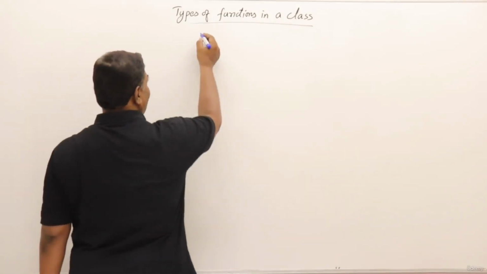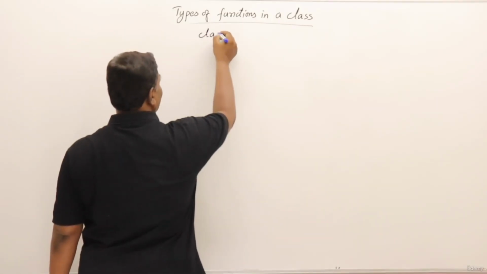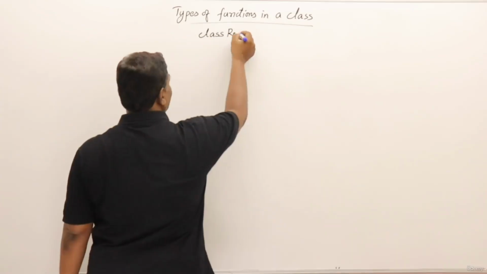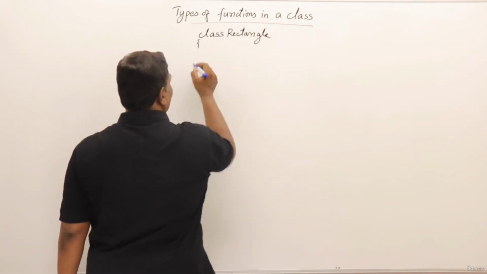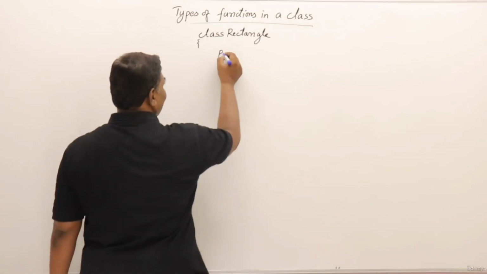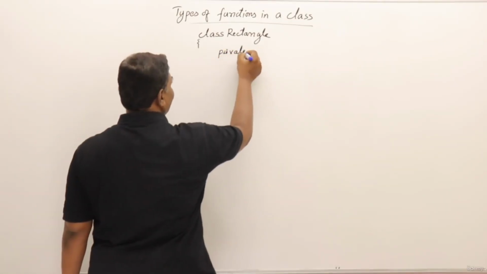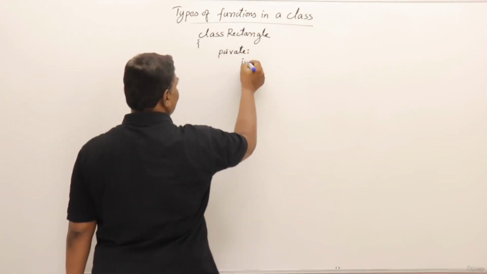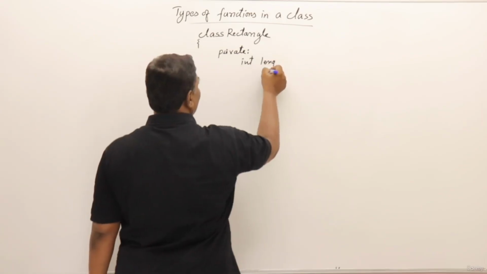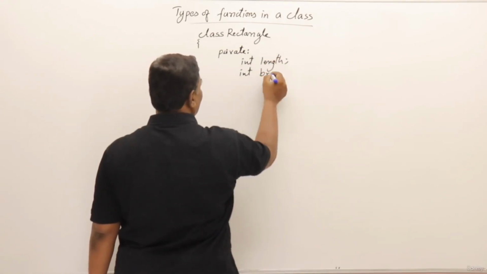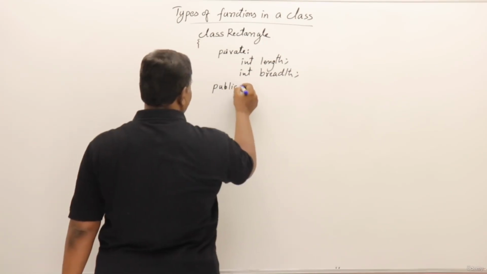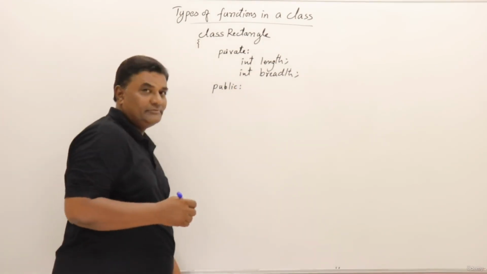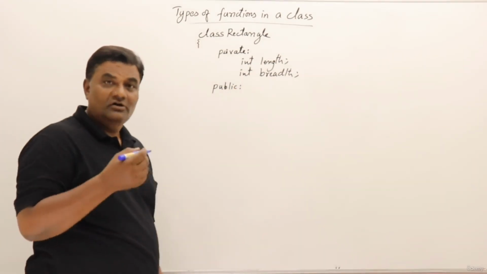So we will take the same example of a class rectangle. So I'll write a class rectangle. Now inside this, as a part of private members, we have taken two data members, that is length and breadth. In public members, we should have functions mostly. So let us write all the functions.